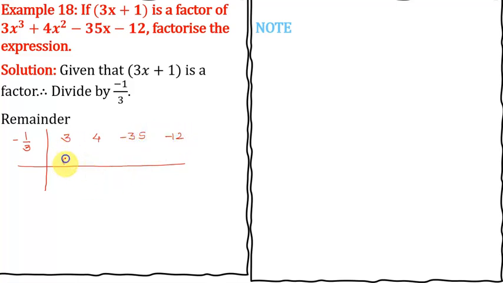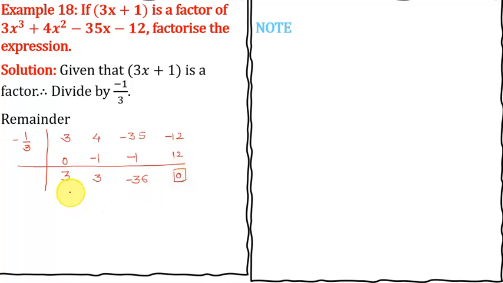Okay, first is 3 plus 0 is 3. 3 into minus 1 by 3 is minus 1. 4 minus 1, then you have 3. 3 into minus 1 by 3 is minus 1. Okay, next is minus 35 minus 1, minus 36. Again minus 1 by 3 into minus 36, then you will have 12 and finally 0.